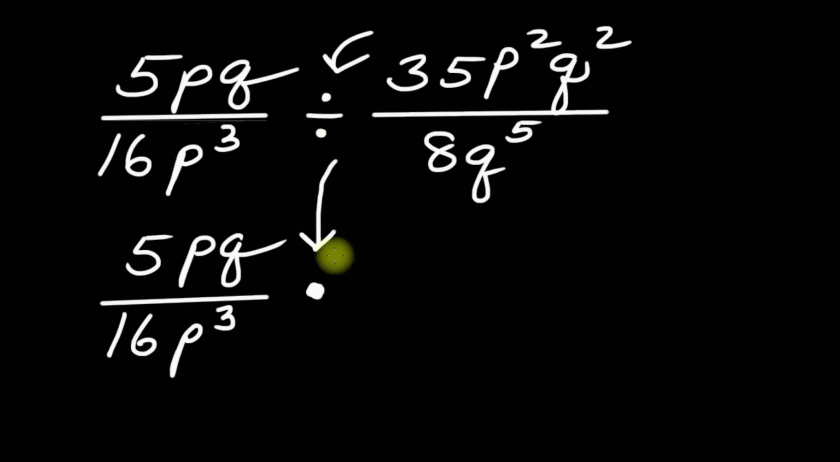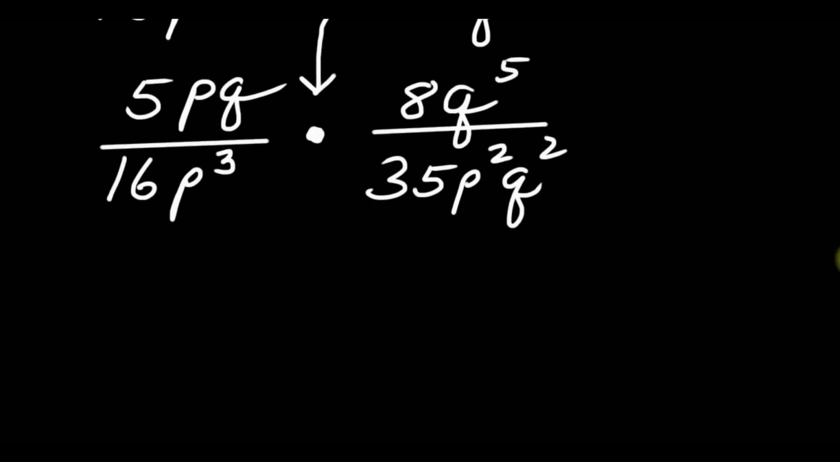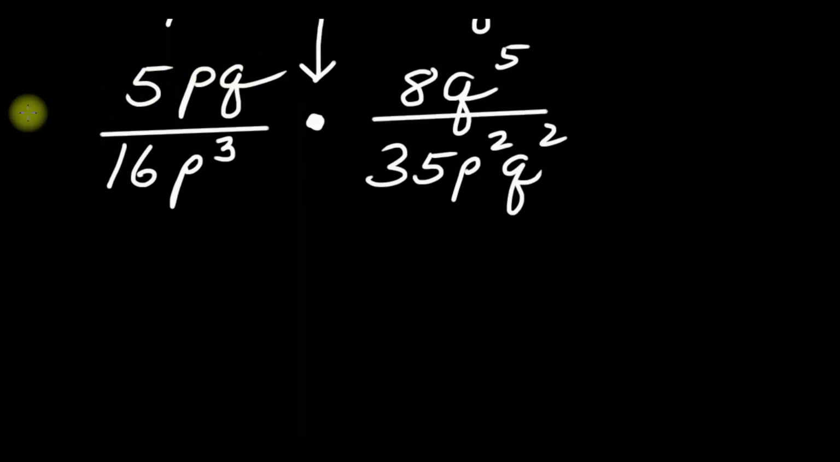Because you change from divide to multiply, you have to multiply by the reciprocal to keep it the same. So this would be 8q to the fifth all over 35 p squared q squared. So you just flip it. Okay, so now it becomes multiplication. So we know how to multiply. Since these are all monomials, we're going to multiply across and then simplify.